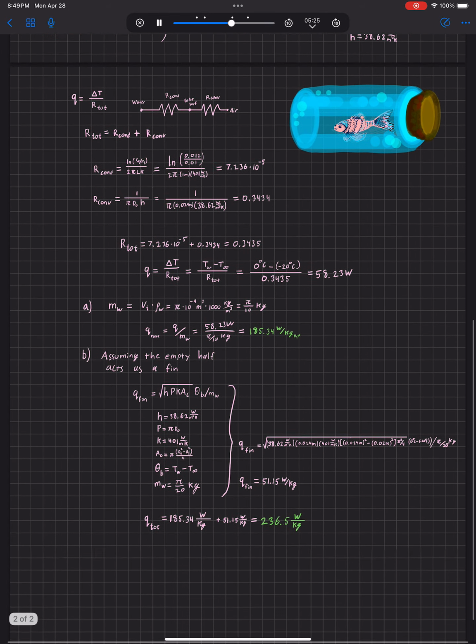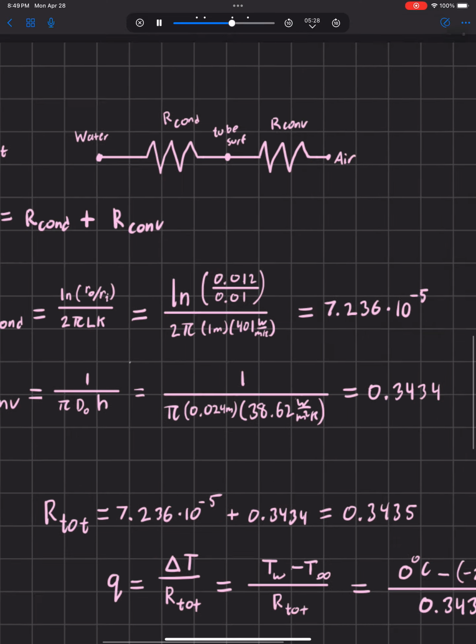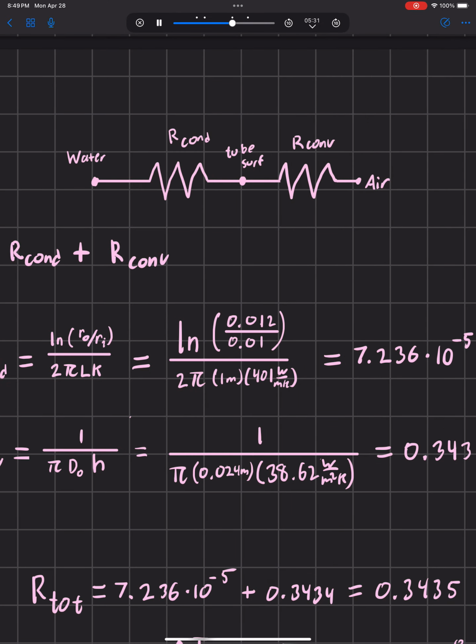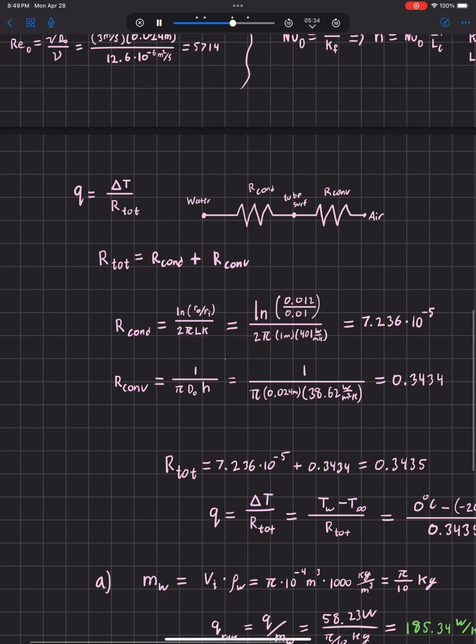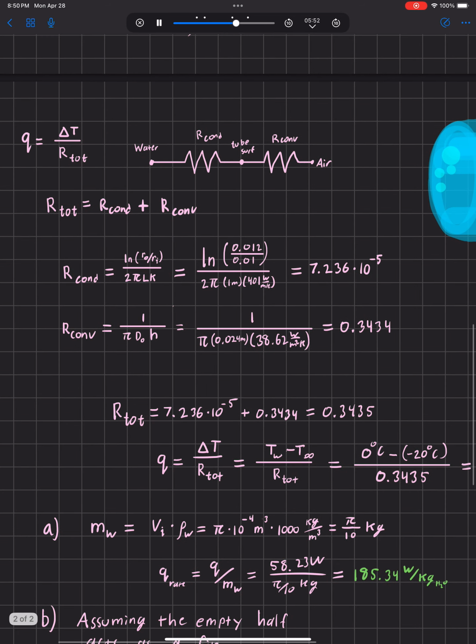So, from there, we're going to create a little thermal circuit. With this thermal circuit, we know that we have the water, there's going to be conduction through the pipe, and that will get to the tube surface where it will then convect into the air. So your R total is equal to the R conduction plus R convection. R conduction is the ln of R outside over R inside over 2 pi Lk. Again, this is for the tube, for a cylinder. So you get ln of 0.012 over 0.01 meters, and then you have that all over 2 pi times 1 meter times 401 watts per meter Kelvin, which is your K for copper.